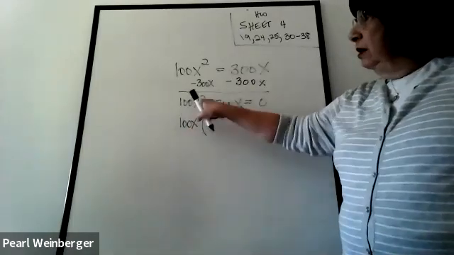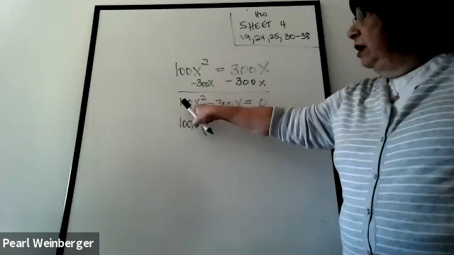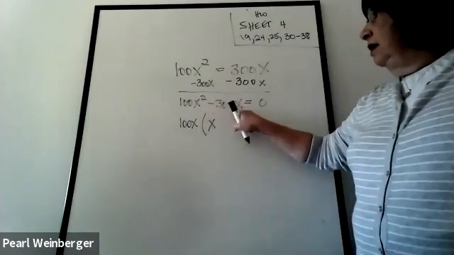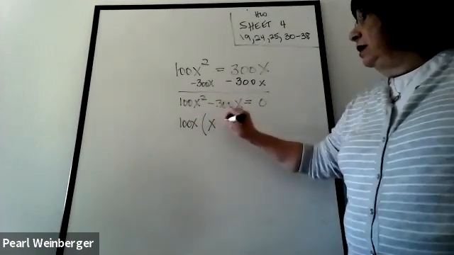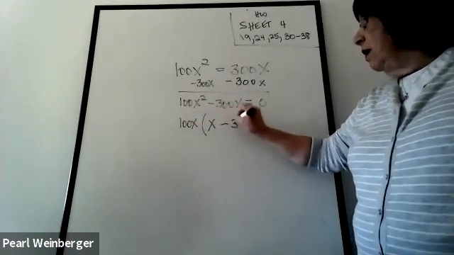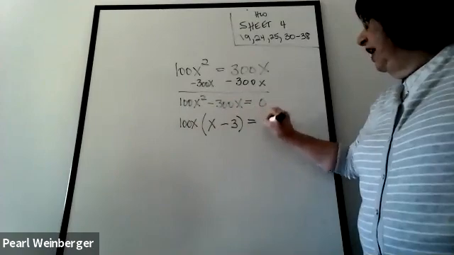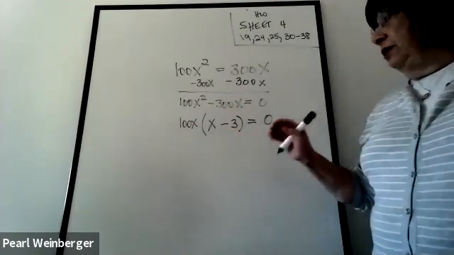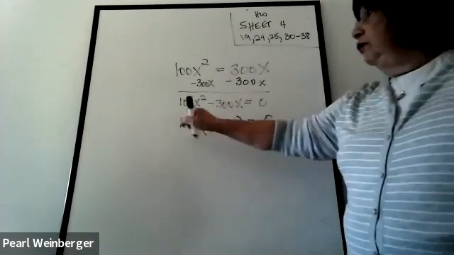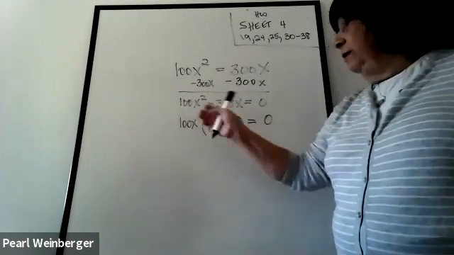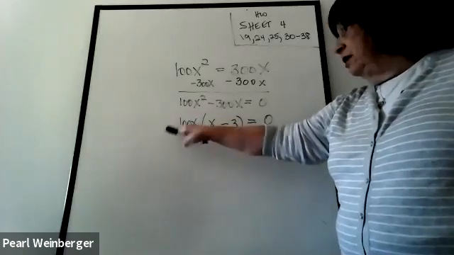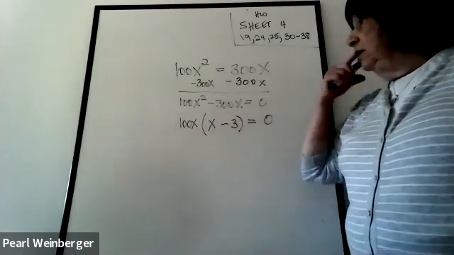And when I divide the 100x squared by the 100x, it leaves me x. And negative 300x divided by 100x is negative 3. So in factored form, this becomes 100x and x minus 3. I do have two factors, even though this one is not in parentheses, it is a factor. One is 100x and one is x minus 3.